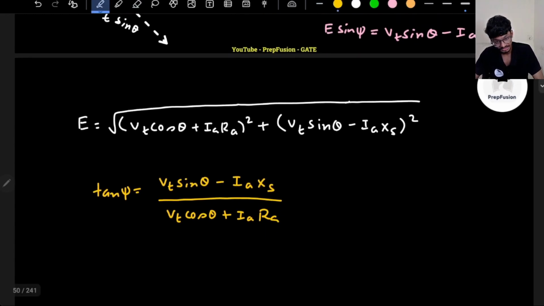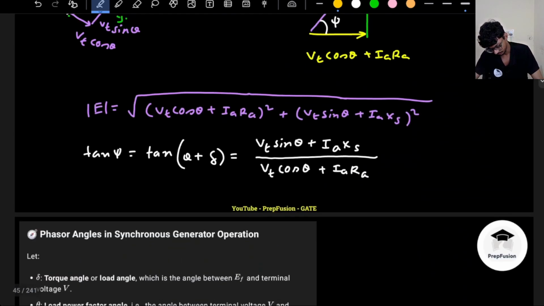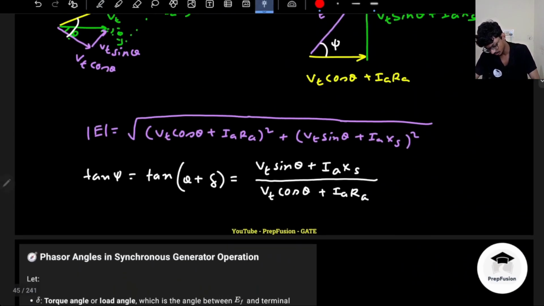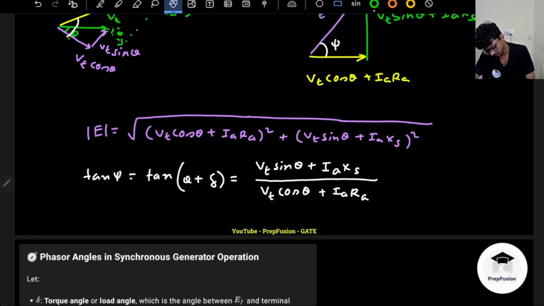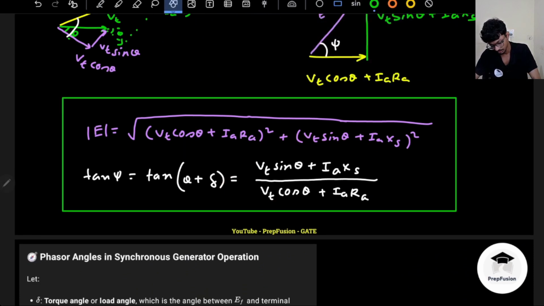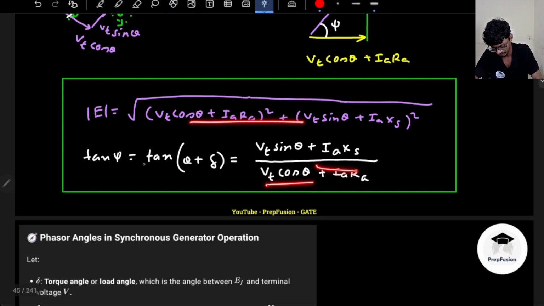So do you need to remember this formula again? Like previously we had derived a formula here, right? Do you need to remember it again? No, right? So what you do, you remember this formula. Okay. Obviously we don't have too much time to draw the phasor. In this formula it's very easy to remember. Everything is positive.